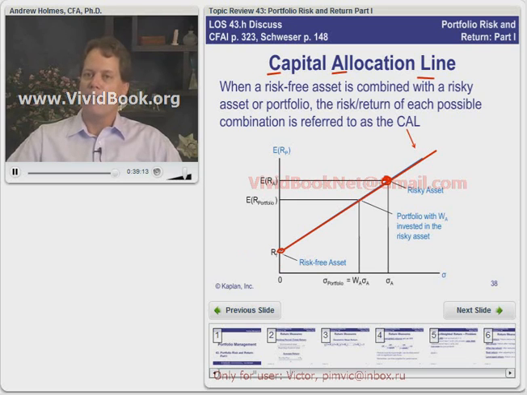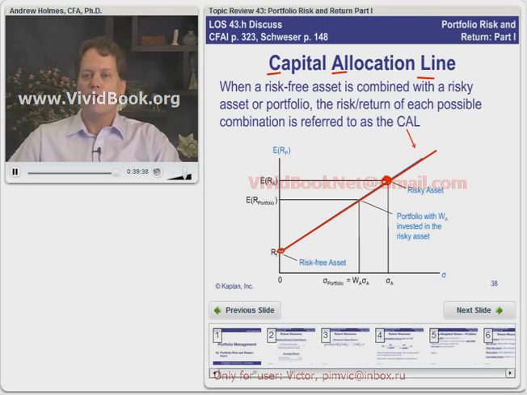So we can move up and down this line through portfolio combinations: down here 100% risk-free, here 100% in the risky portfolio, here 50-50, here 150 and minus 50, right? So we can move up and down this line, as a capital allocation line. So how are we going to decide where we as an individual investor want to be? Well, we're going to do that by deciding what our risk-return preferences are.